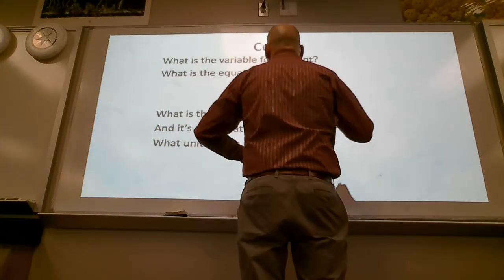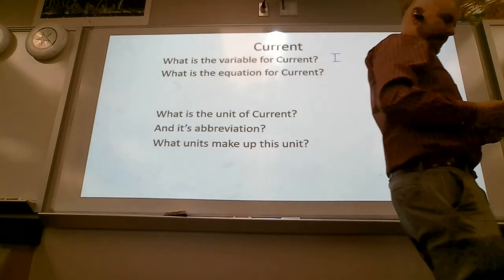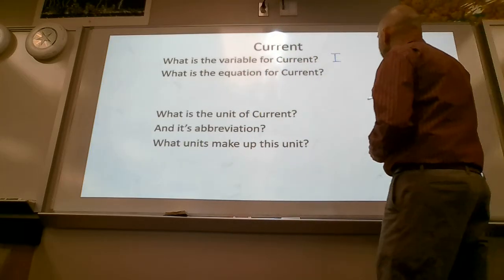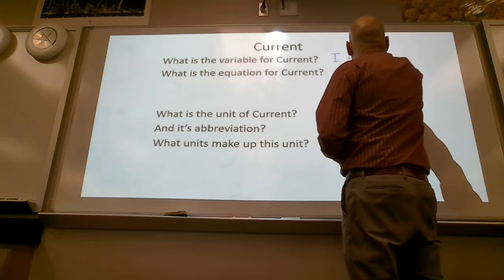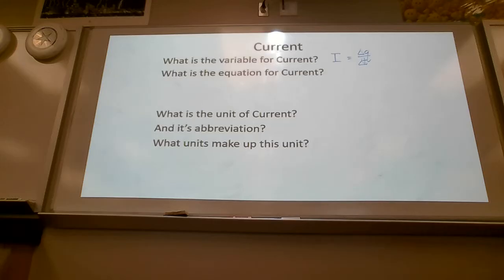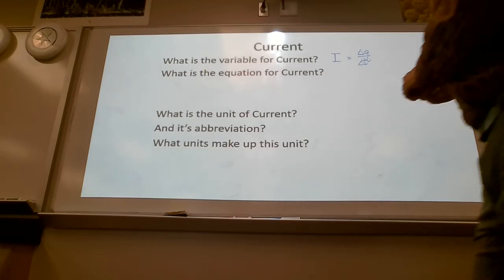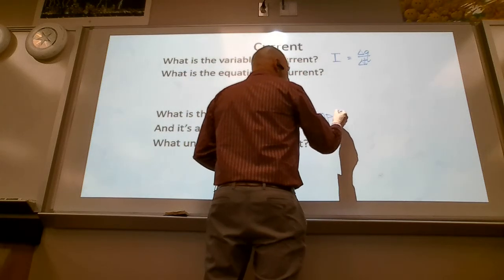Current. The variable for current is a capital I. I don't know why. It just is. The equation for that is amount of charge transferred over how much time it takes. So the rate of charge going by a certain point every second. That's the delta Q over delta T. The unit of current is an ampere.